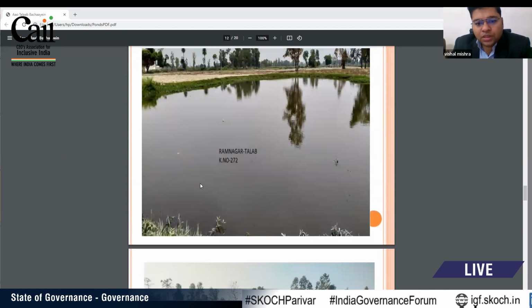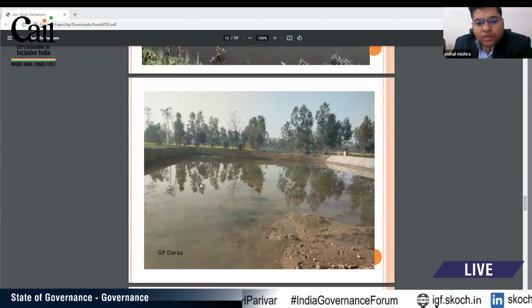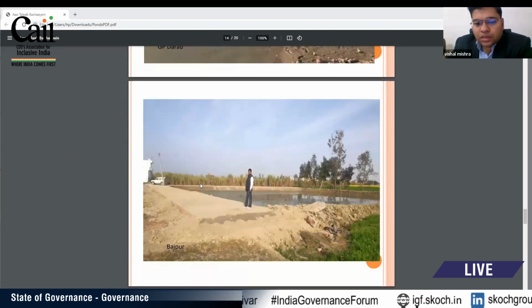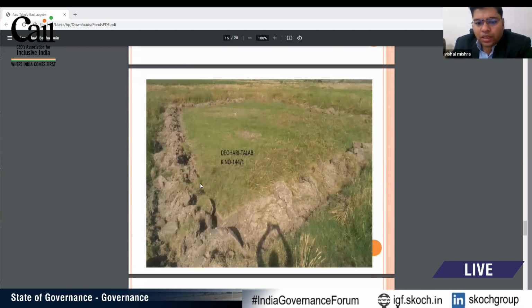These are a few pictures. This one is from the Ramnagar Talab. This is Darau Talab. Work under process.